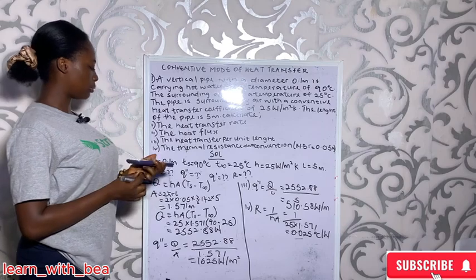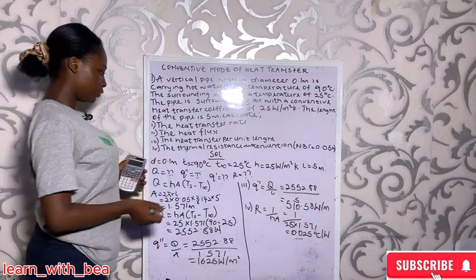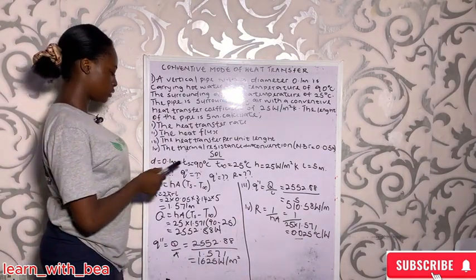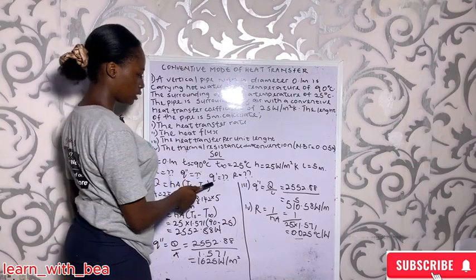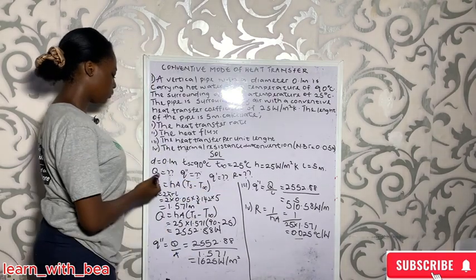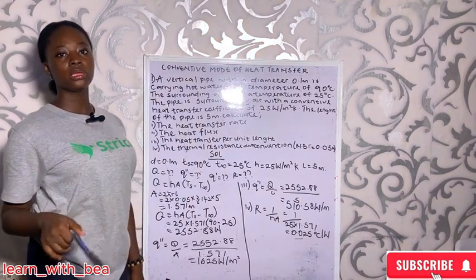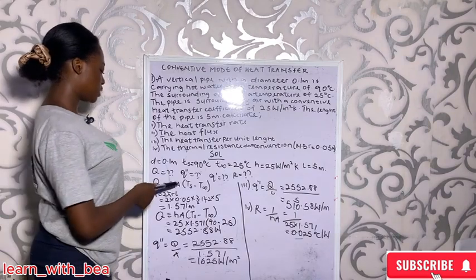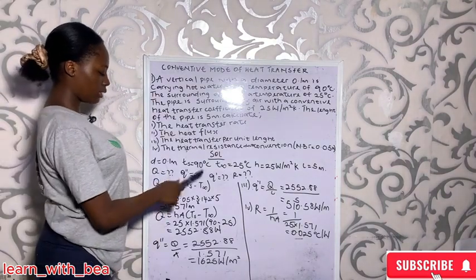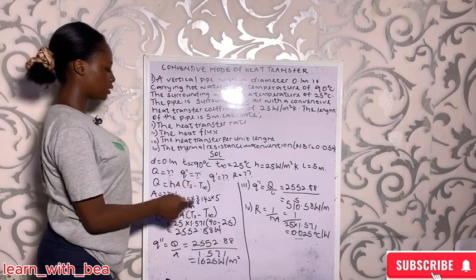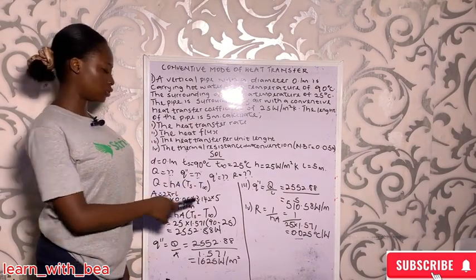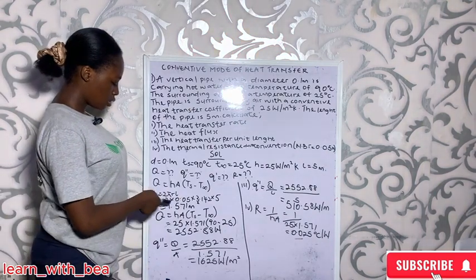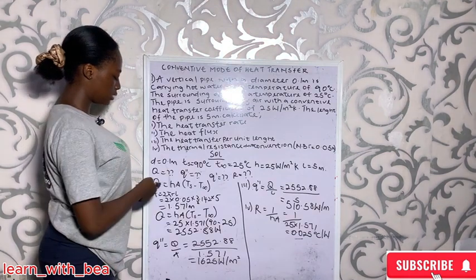So let's have a recap. We're given all of these parameters. We have to look for our total heat transfer rate, our heat flux, our heat per unit length, and our thermal resistance. For convection, the Q, which is the heat transfer rate, is hA(Ts - T∞). This Ts is the surface temperature, and this is the surrounding temperature.